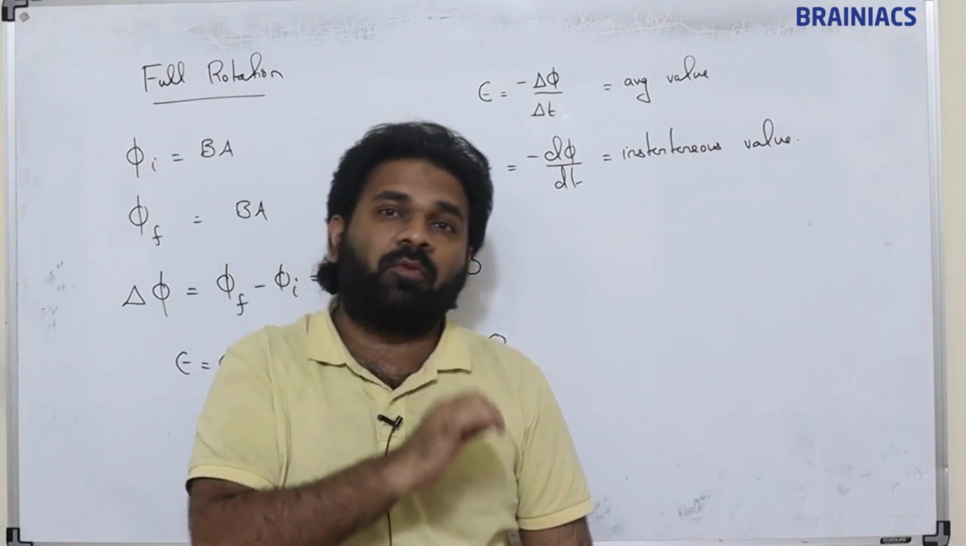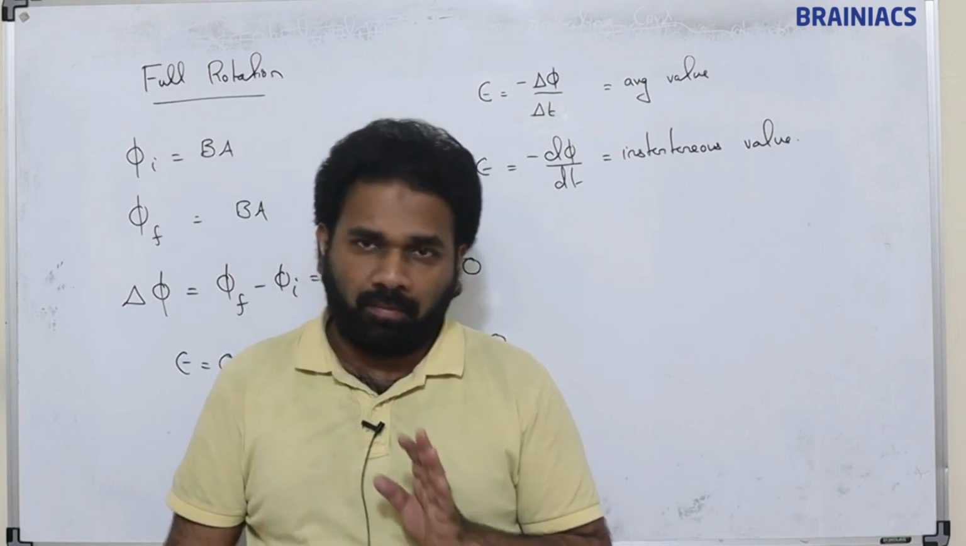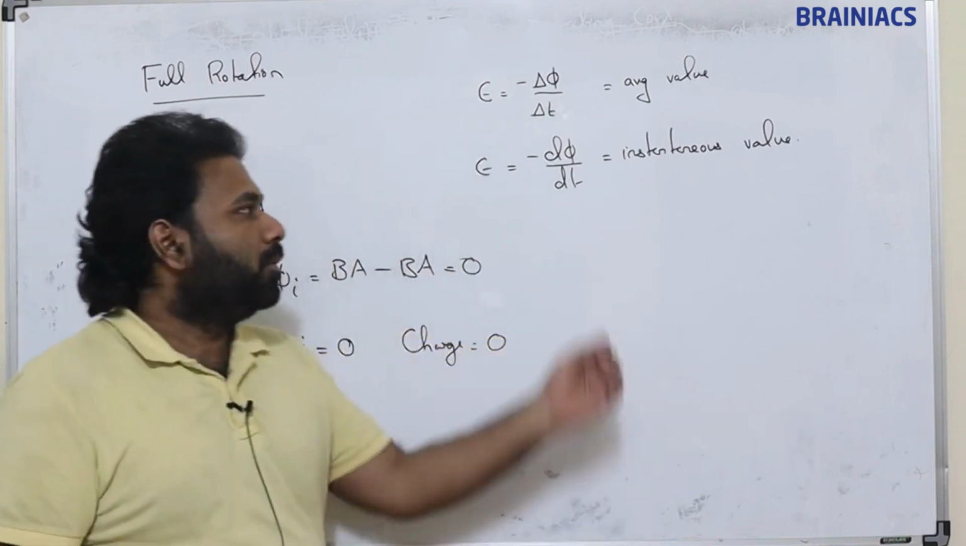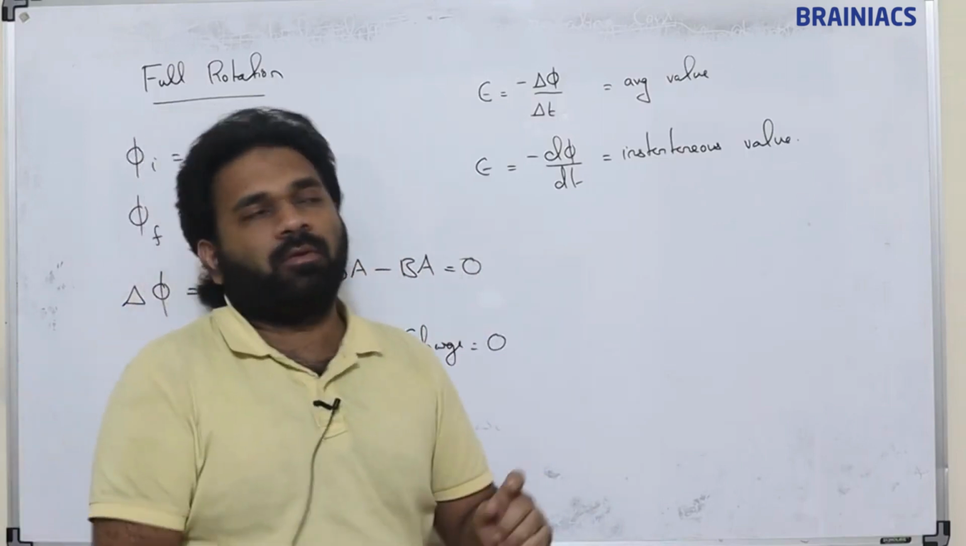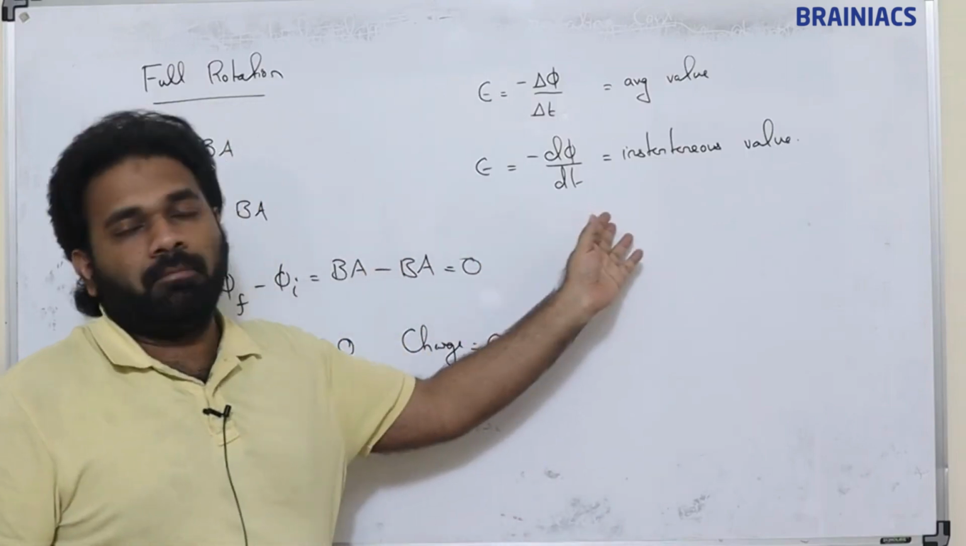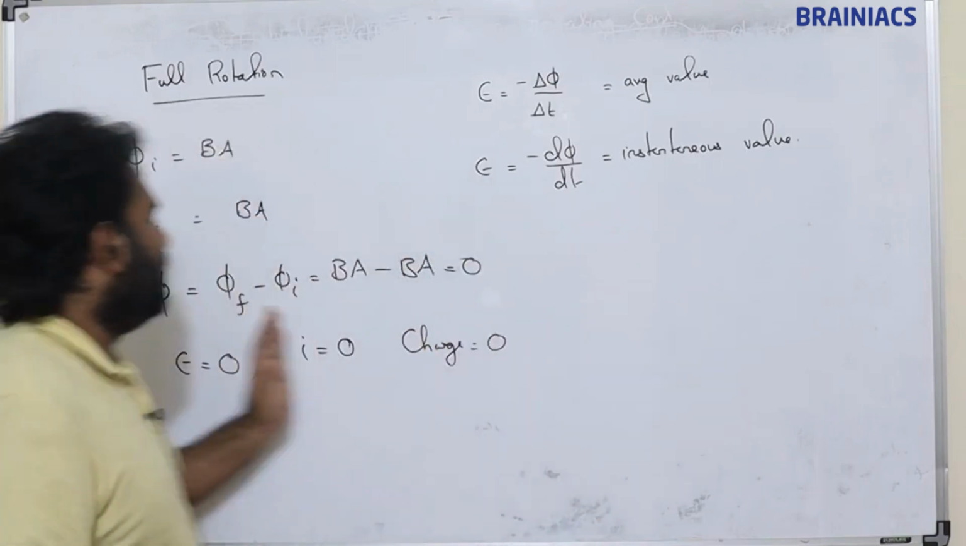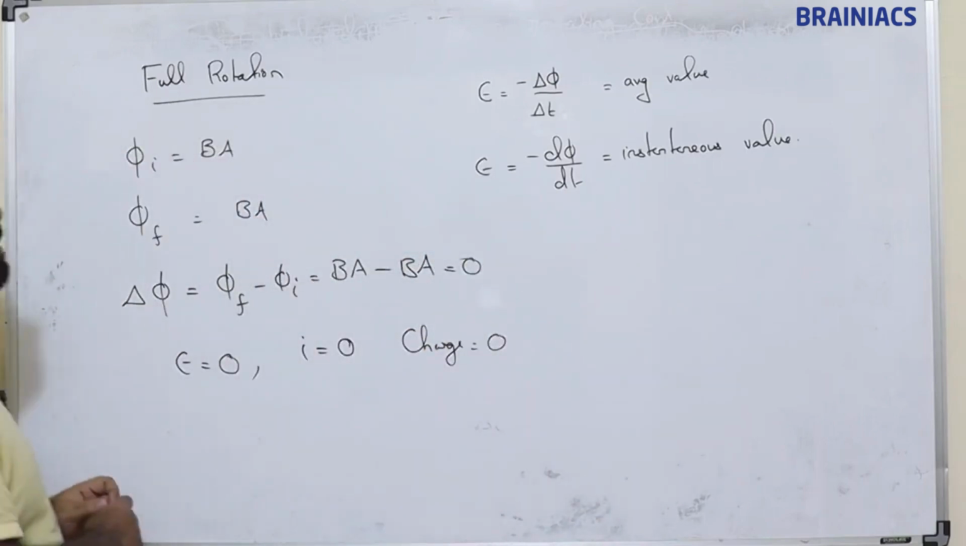or what is the EMF if we try to measure. Definitely that won't be 0. Only at certain points that will be 0, but all the remaining time we will be getting some values. So we are getting 0 just because we have taken the average value. Okay, clear?